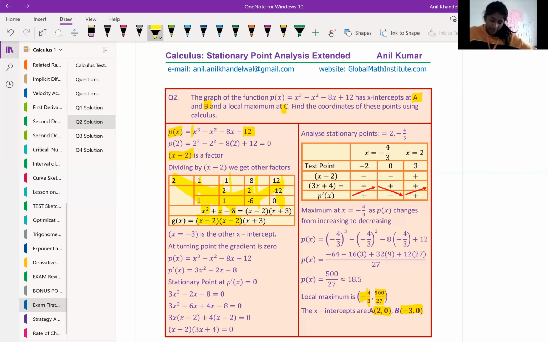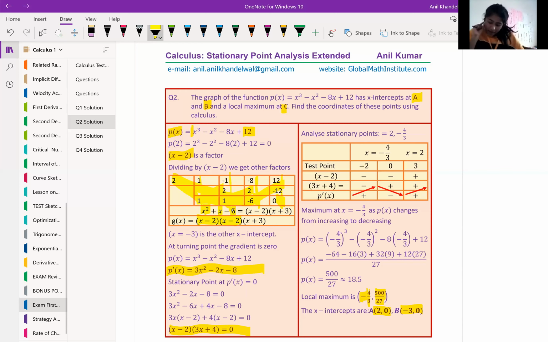Now I found the derivative of p. Is that what you do? Yes. I got 3x squared minus 2x minus 8. I factored it by multiplying the 3 by the minus 8, and I got x squared minus 2x minus 24. Then the 2 factors that work with that are x minus 6 and x plus 4. Then I divided those 2 values by 3, and I got x minus 2 and 3x plus 4 as the 2 factors.